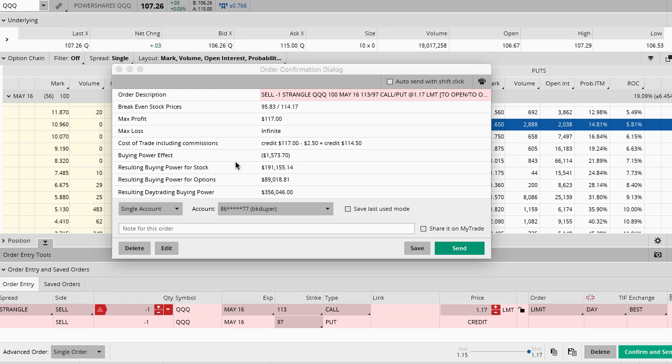And now we also see that the broker is keeping in margin to hold this position open, this buying power effect, or this margin amount of $1,573. Now this is right below our threshold of $2,000. So it is an appropriate position size if we want to allocate 4% to this trade.